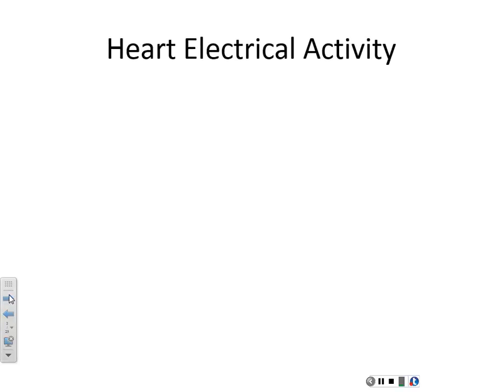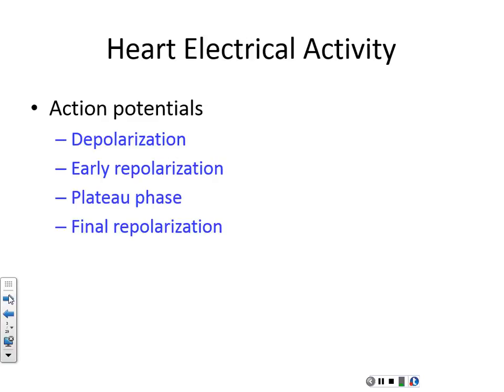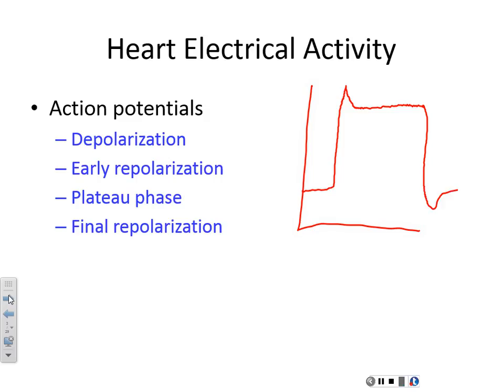Electrical activity in the heart. We have to know action potentials, because that's how the electrical activity is conducted in the heart. We all know about depolarization, but the cardiac muscle cells have 4 phases in the action potential. If I were to draw it, it will be kind of like this. You have the depolarization, early repolarization, and then you have your plateau phase.